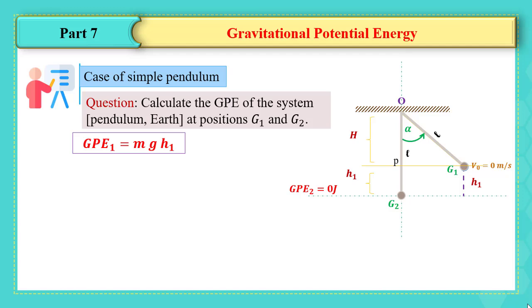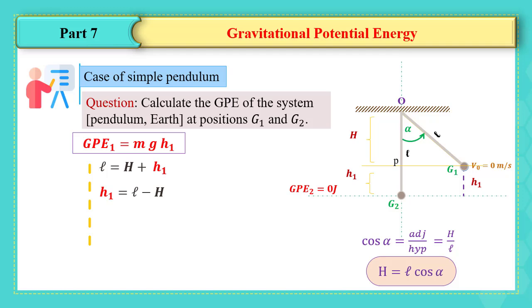The length L becomes capitalized H plus h1. The length L is given. Then, can I find H, which is OP on the figure? Yes. We have now a right angle triangle OG1P. We can use cosine alpha, since cosine alpha equals the adjacent over the hypotenuse, which is H over L. And H then equals L cosine alpha.